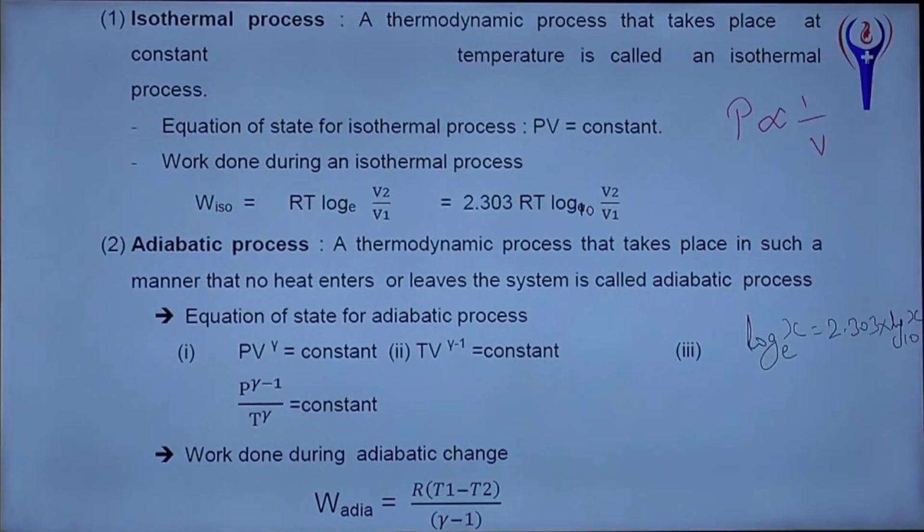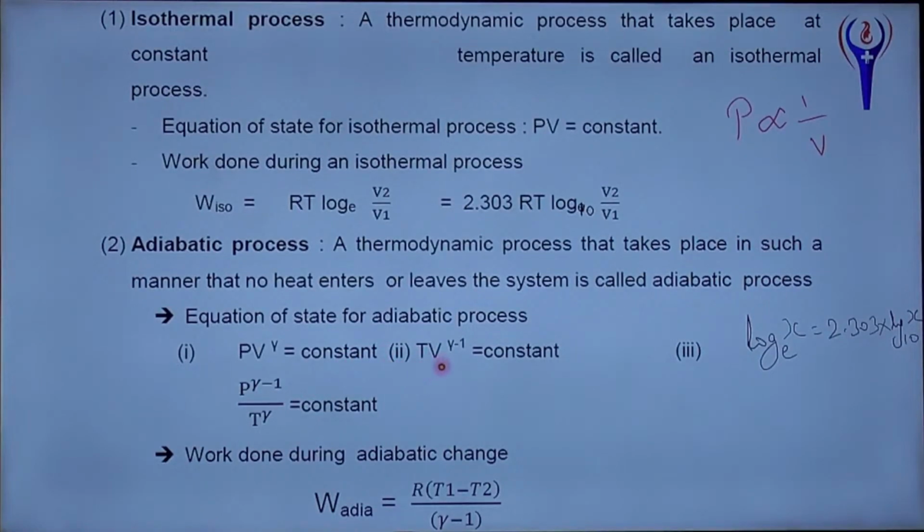Then the adiabatic process: a thermodynamical process that takes place in such a manner that no heat enters or leaves the system. That is called an adiabatic process. And the equation of state for an adiabatic process is PV^gamma equal to constant.